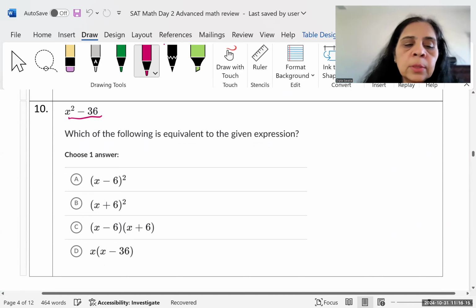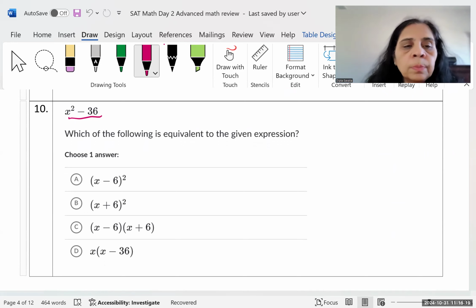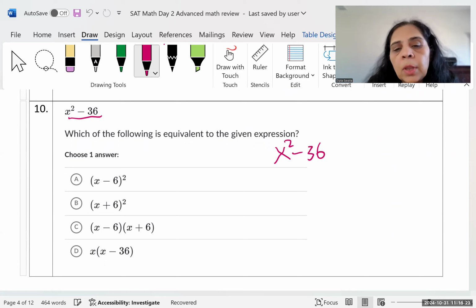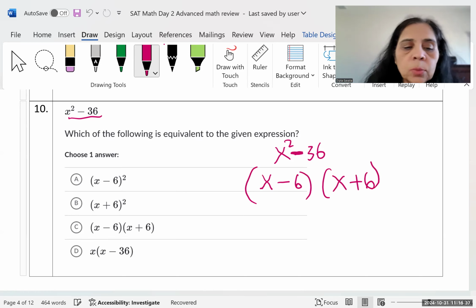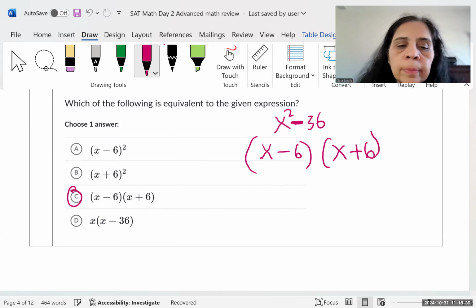All right, number 10. X squared minus 36, and also we have all the factor forms. So we can just find the factors. Remember, if we have a difference of two perfect squares, what factors can we find? What is the square root of x squared? X. The square root of 36 is 6. So x minus 6 times x plus 6. We have answer choice C.